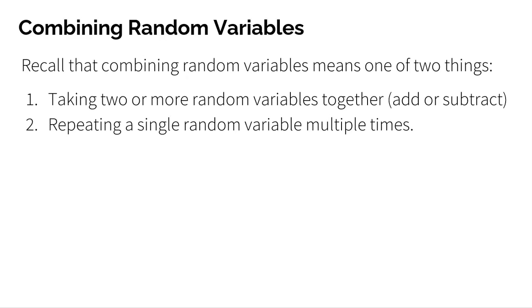Versus repeating a single random variable would be, okay, I know how long it takes to wash a car, but what about washing 5 cars? So I'm going to repeat that random variable of washing a car, washing a car, washing a car, washing a car. So those are two different situations where we're working on combining random variables.